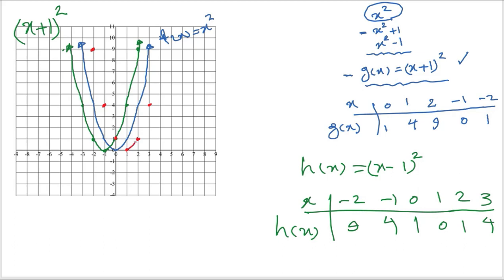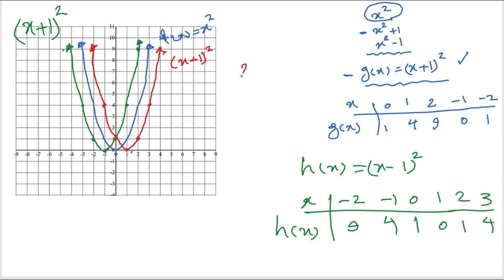And if I graph this, this is (x−1)². So when I do x minus 1, I shift the graph toward the right. So when it's inside parentheses, if I add a positive number, I go toward the left, and if I add a negative number, I go toward the right.